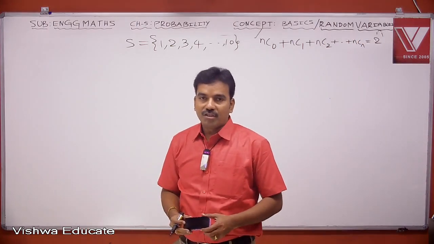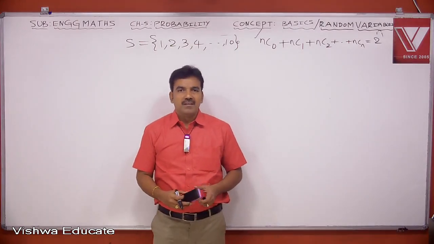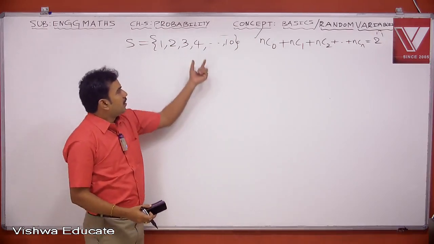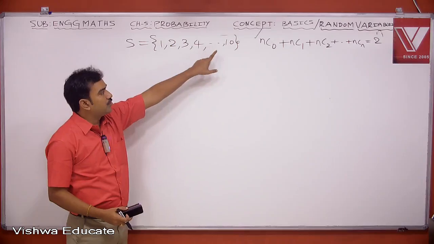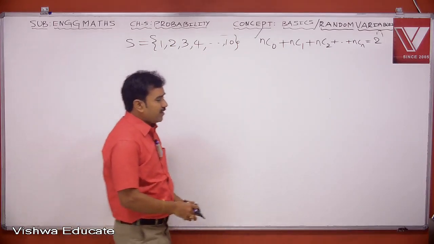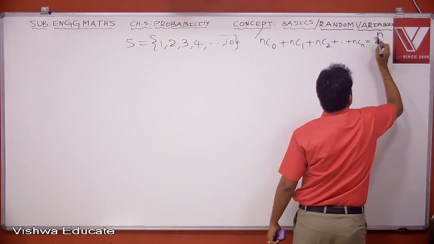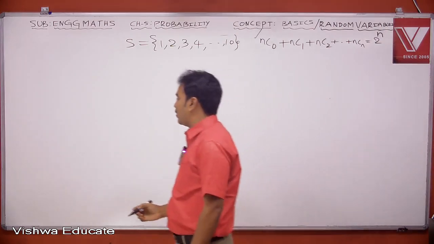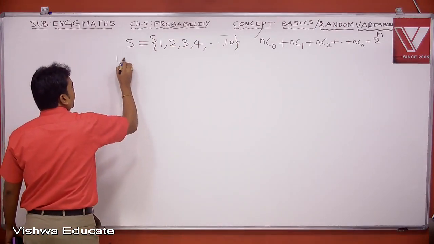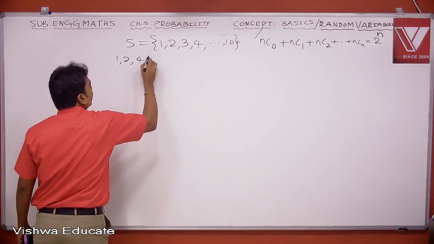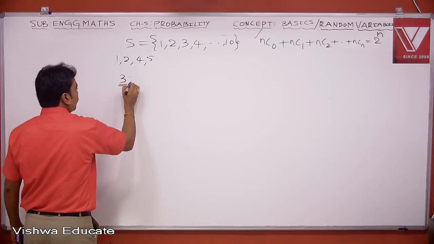Now welcome to the next session. In the last session, we were in the middle of the question. That is, we were considering the number of subsets of this particular set S equal to the set of 1, 2, 3, up to 10. We have a standard result: NC0 plus NC1 plus NC2 and so on plus NCn equals 2 power n. Earlier we had finished question number 1 and even questions 2, 4, 5, but we left question number 3. Now let us handle question number 3.